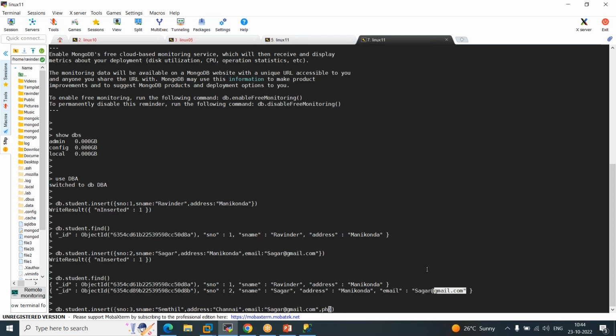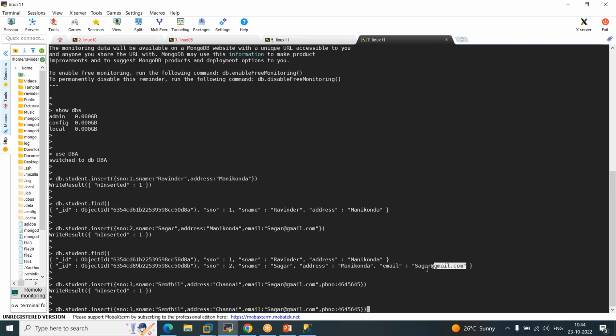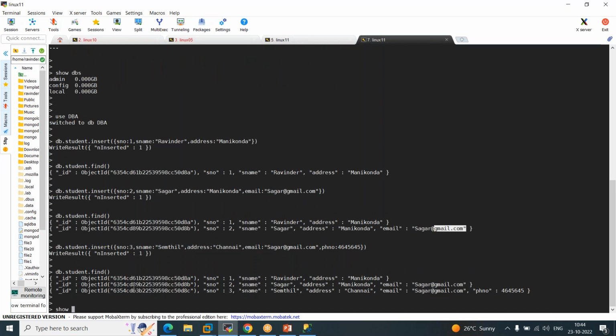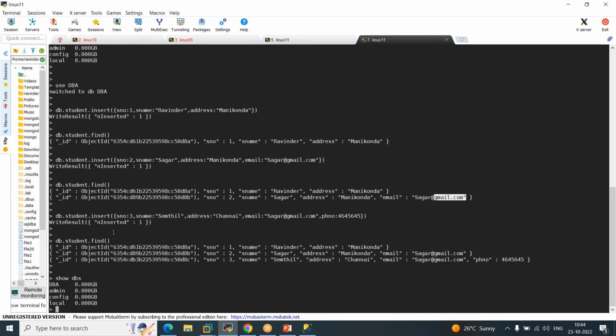So what I wanted to conclude out of it is, MongoDB is a dynamic schema model. What exactly is the dynamic schema model? I did not create a database either. I just used a database called DBA and inserted the data directly into the student collection, or table, you can say. It accepted it. I did not create any structure. Predefined schema does not apply to Mongo. You can define your own conditions if you want. By default, it is a schemaless or dynamic schema model.